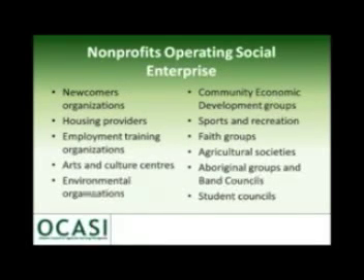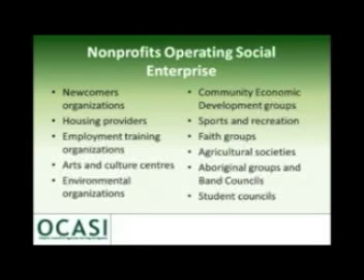There are many, many social organizations that operate, or I might say do, social enterprise. Some refer to social enterprise as a process as opposed to a product. I've included newcomer organizations here, but there are also housing providers, employment training organizations, arts and culture, all the way to agricultural societies, faith groups, and student councils. In all of the work that I've done in social enterprise, I find that each time we go around to a community, we find more organizations that are actually using earned income strategies that we didn't include on our list. So this list, each time I do a workshop, grows, and I'm sure that you'll come up with other kinds of not-for-profits that in fact are operating not-for-profit social enterprises.